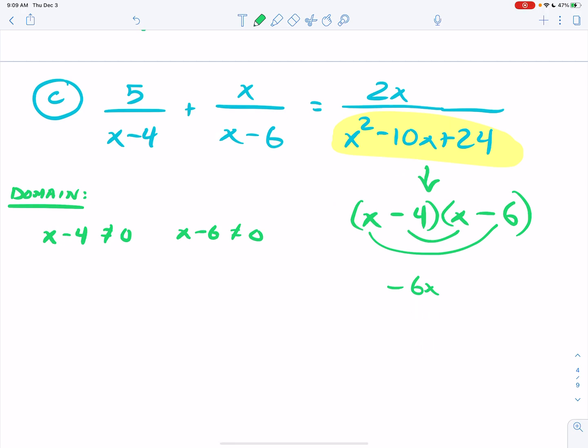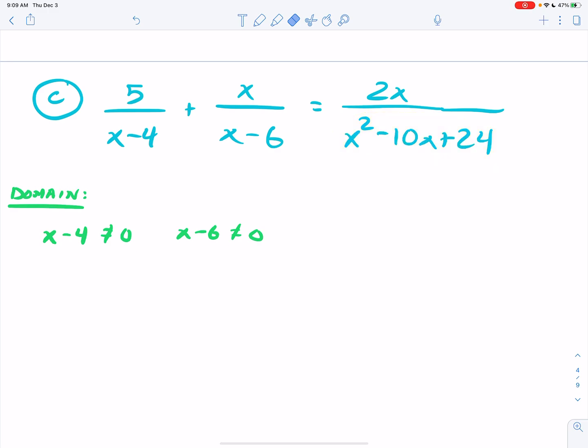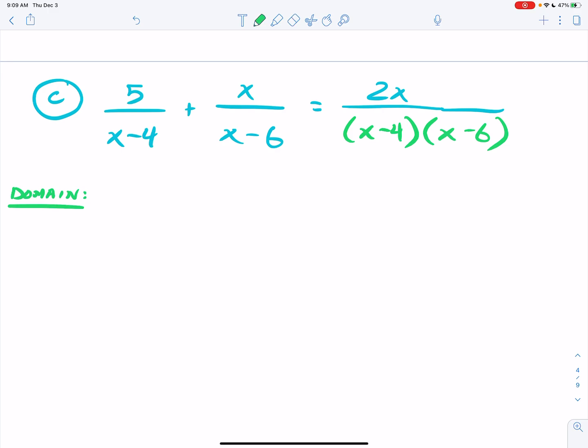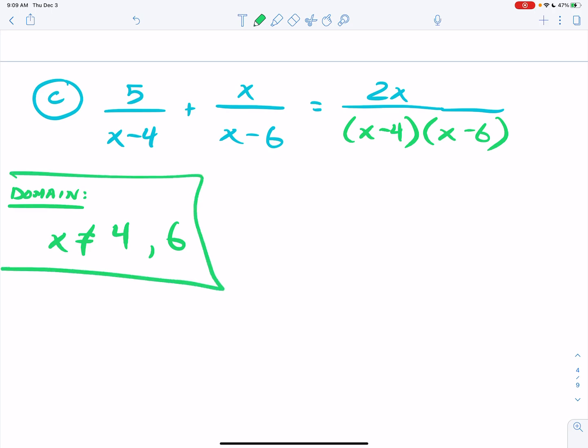Okay, so here's what you do. You go ahead and you're going to replace that highlight for the factored form. So this will be x minus 4, x minus 6. If you notice, that makes your domain a lot easier. If you just take a look at all of your denominators, you could tell that x can't be 4 or 6. Okay? So we'll keep that in the back of our minds. I want you to go ahead and try this one out and then press play when you're ready.